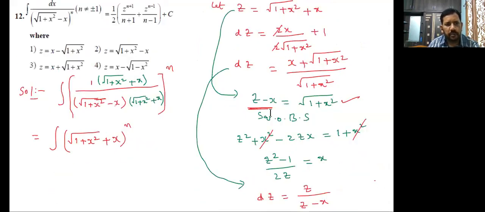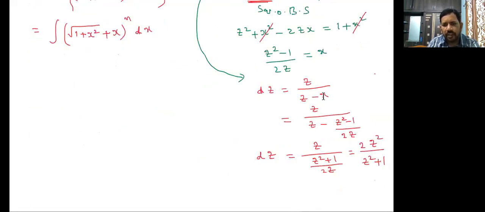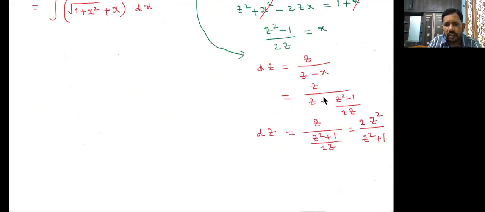Now see the 12th problem. It is incomplete. So after rationalizing under root 1 plus x square plus x, take z, find 2z and dz value. Find dz here, dz value in terms of z only. So finally, we got that dz value is 2 into z square divided by z square plus 1.